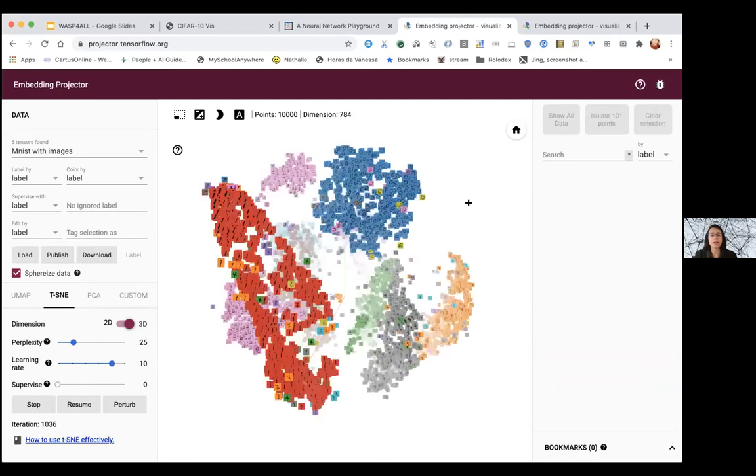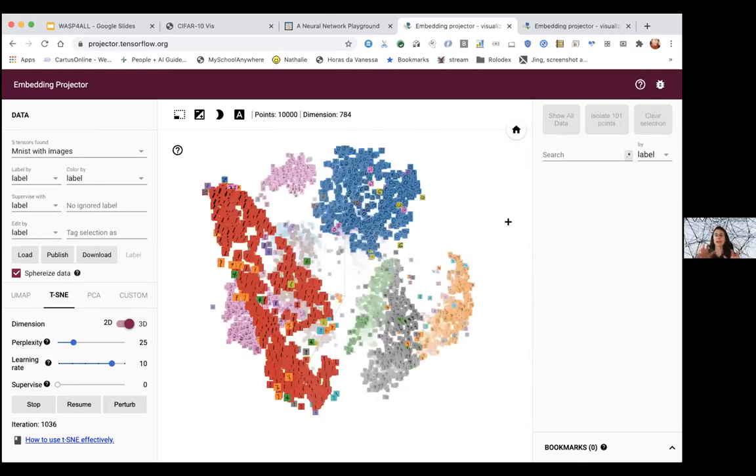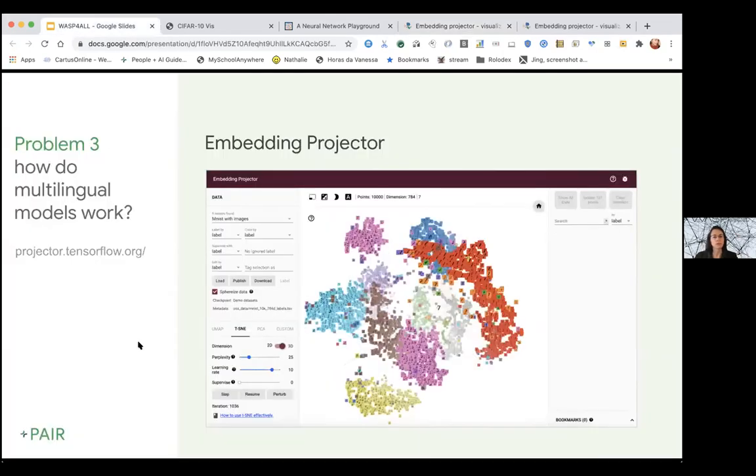That's great. Now, if I highlight, say, this 7 here, which is not next to the other 7s, I can see that its nearest neighbors are kind of confusing. They're like a 4 and a 1 and another 7 and another 1. So this is a problem, right? My system's getting confused here. Okay, so now that we're done kind of giving you a sense of the embedding projector, I want to go back to our question about multilingual models, okay?